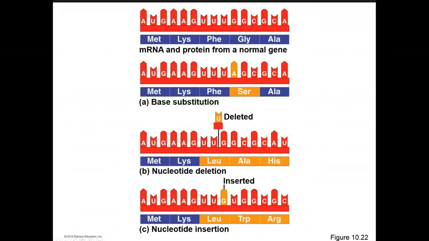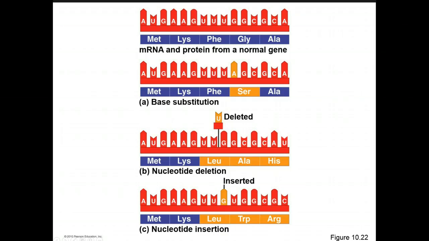This slide illustrates the 3 types of mutations talked about on the previous slide and their effects. The first figure, A, talks about base substitutions. When a nucleotide is substituted, we call that a point mutation. And this occurs when an incorrect nucleotide takes the place of what was supposed to be there.